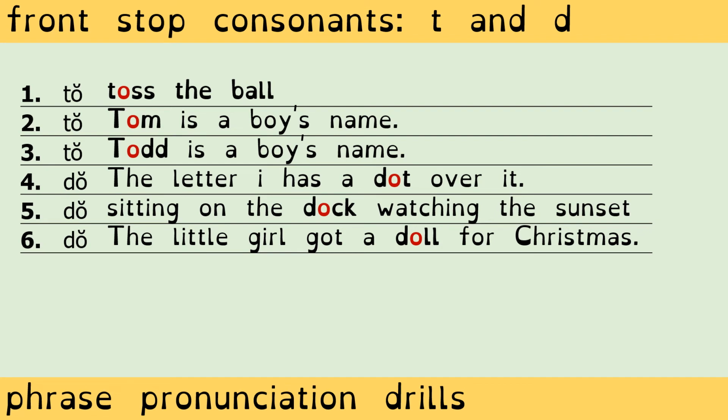4. Da. The letter I has a dot over it. 5. Da. Sitting on the dock, watching the sunset. 6. Da. The little girl got a doll for Christmas.